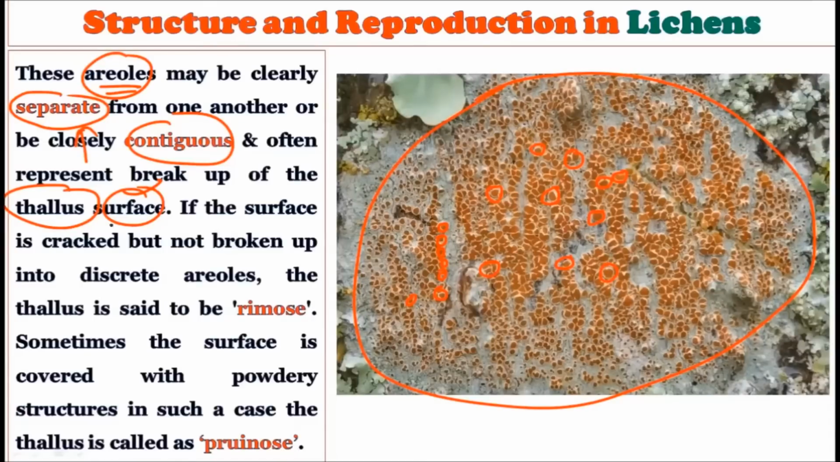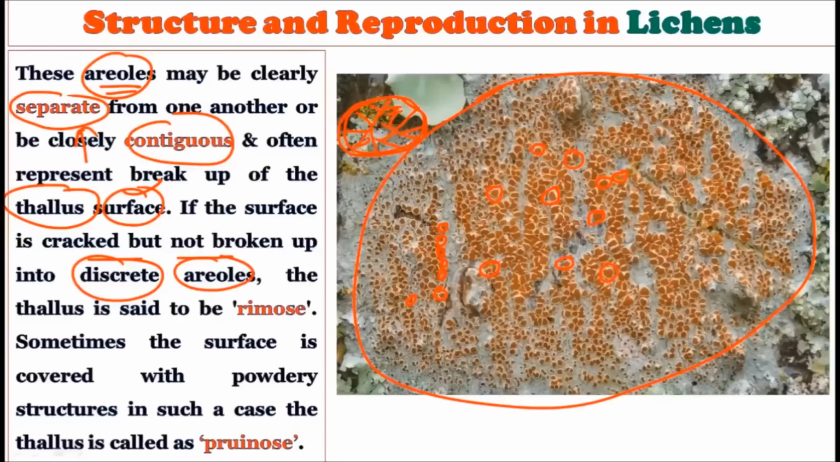If the surface cracks but is not broken up into discrete areoles, then literally it is the structure of the prothallus, and the surface is broken just like this. The crevices are formed like this. The surface is broken off and shows cracks, but is not totally broken off into discrete areoles.